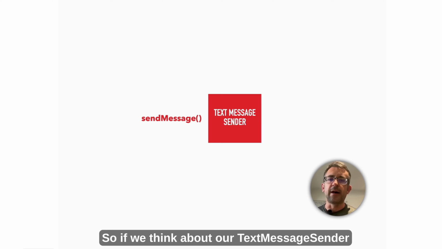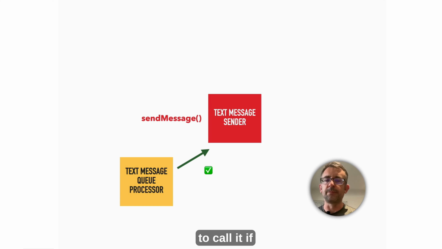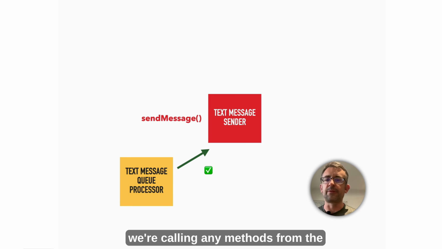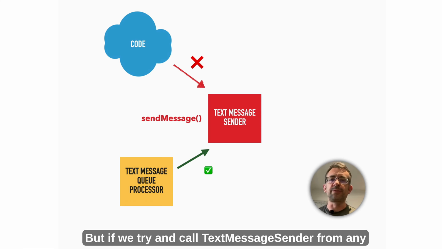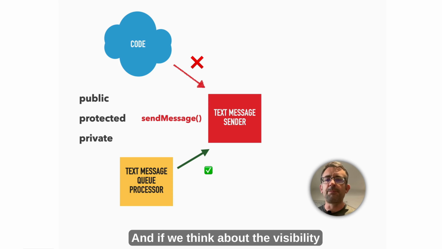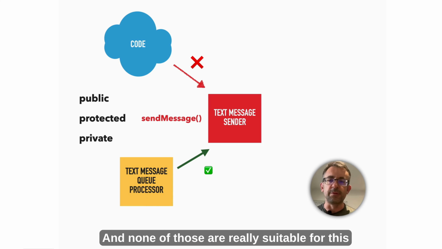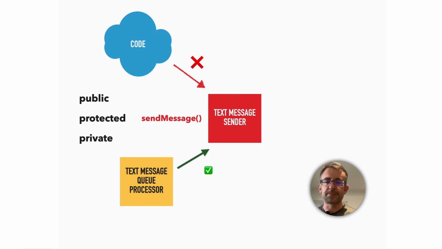So if we think about our text message sender class, we want something where it's okay to call it if we're calling any methods from the text message queue processor. But if we try to call text message sender from any other part of the code base, we don't want that to be allowed. And if we think about the visibility modifiers that PHP provides us, we've got public, protected, and private. None of those are really suitable for this application.